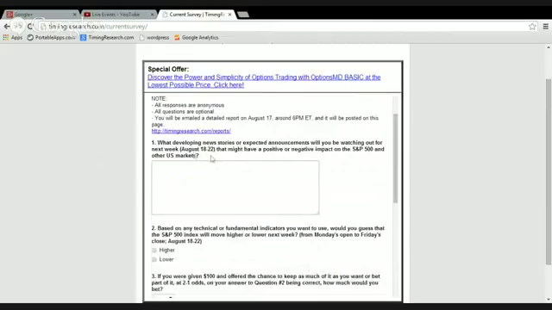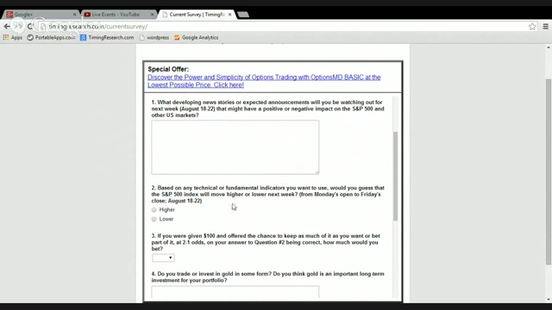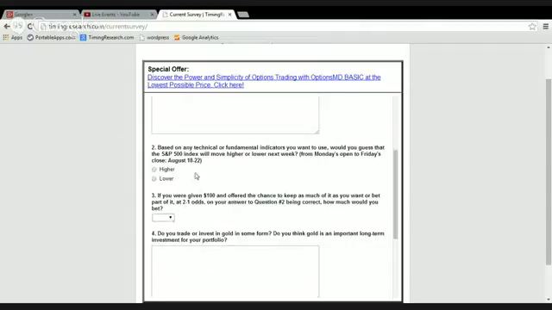The first question each week asks about current events or expected announcements that you're watching for in the markets that might affect your trading or investing for the coming week. Question 2 is the most important question. It's asking you to, based on whatever technical or fundamental indicators you commonly look at, whether you think the S&P 500 will move higher or lower next week from Monday's open to Friday's close.